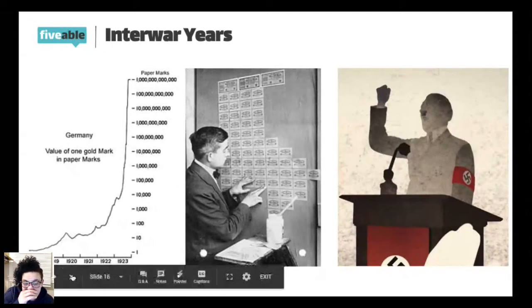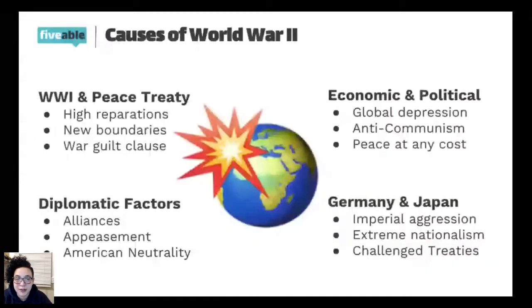You also have a failure of diplomacy, right? You have alliances just like before that are going to cause the same problems. Appeasement. This is where Hitler starts to take over land, and instead of stopping him, they're like, well, maybe if we let him take this amount, then he'll stop. And Hitler's like, yeah, totally. Give me that amount and then I'll stop. And then he doesn't agree to that at all, right? He goes back on all of the deals. And then America staying neutral doesn't help. If they had gotten involved earlier, maybe the war wouldn't have lasted so long.